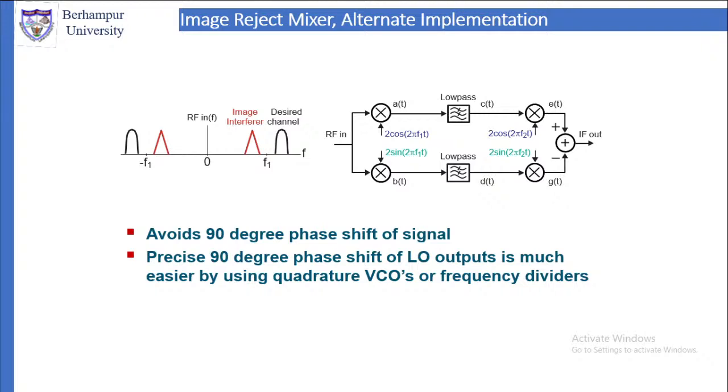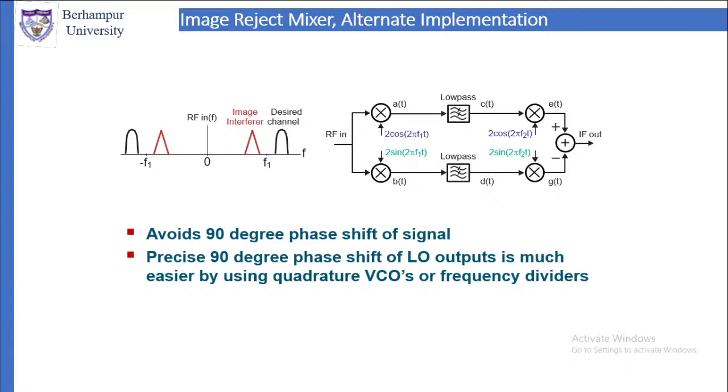Then A and B go through low pass filters to give you C and D. So A goes through the low pass filter, gives C, B goes through the low pass filter, gives D. Then C is again mixed with cos 2 pi f2 t to give E, and D is mixed with 2 sine 2 pi f2 t to give G. Then E and G are subtracted to give the IF output. We will see its frequency domain analysis, from which we will see that we have rejected the image.